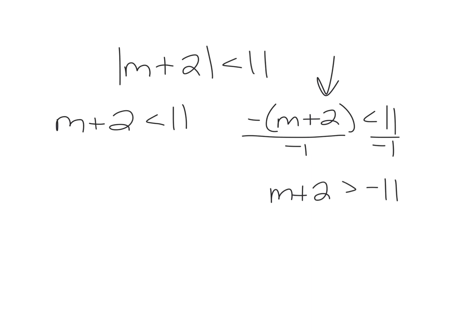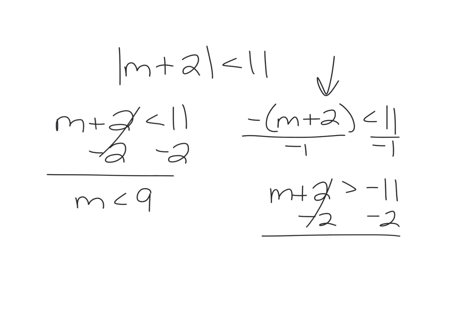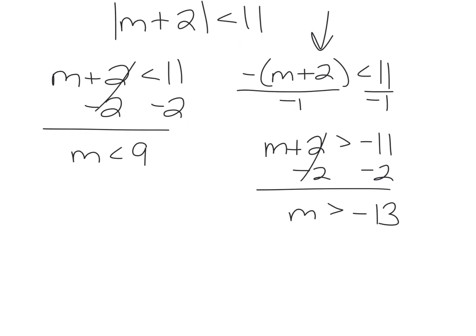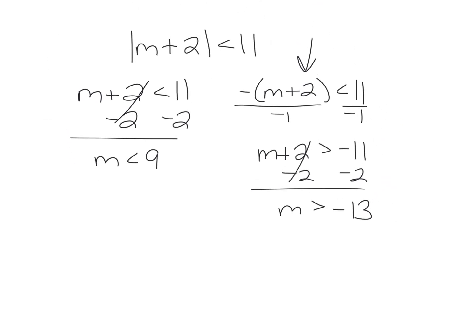So on both of them, what do I have to do to get M by itself? There we go. Subtract 2. M is less than 9. Subtract 2 again over here. We have M is greater than negative 13. Okay. Now last step always with these is what?